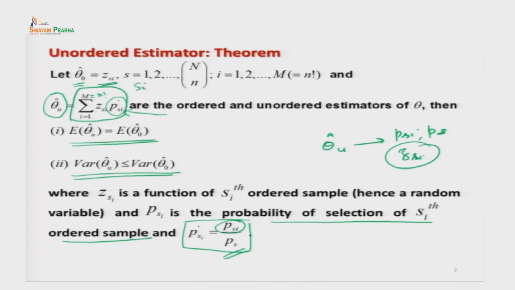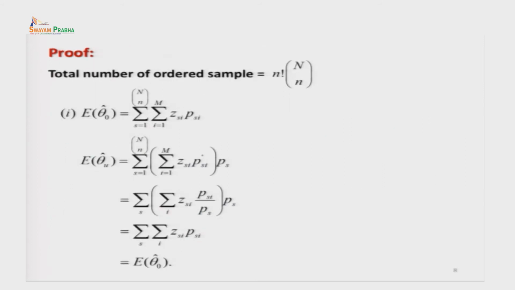But before we use it, let me show you the proof. The proof is extremely simple. First we show the unbiasedness part. The total number of ordered samples is factorial n into N choose n. If you take the expectation of theta hat 0, this is the sum with s going from 1 to N choose n and i going from 1 to factorial n, which is denoted by capital M, of ZSI PSI, because the probability of selection of the ith ordered sample is PSI.